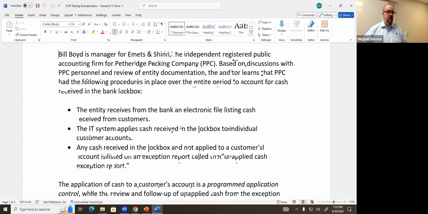So how does this work? The entity receives a list from the bank, the electronic file listing cash receipts from the customers. They apply the cash received in the lockbox to individual customer accounts. Any cash received in the lockbox that is not applied to the customer account is listed on an exception report called the unapplied cash exception report. So basically we get this report from the bank and we can look at it and say, all right, this receipt matches this invoice, this receipt matches this invoice, and so on and so forth. What happens if a customer sends a payment that we can't match to invoices? That's where we get this exception report. That's where we say, all right, we don't know what this is supposed to be applied to. Let's create this exception report.